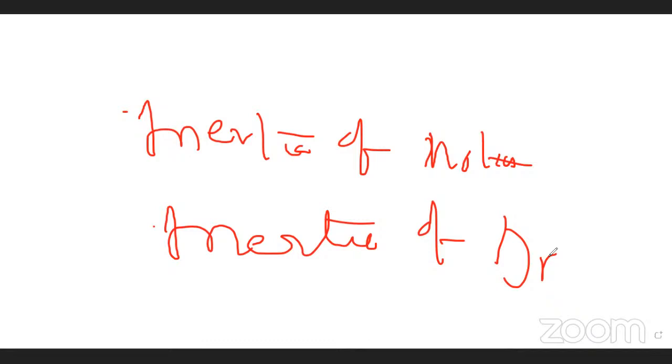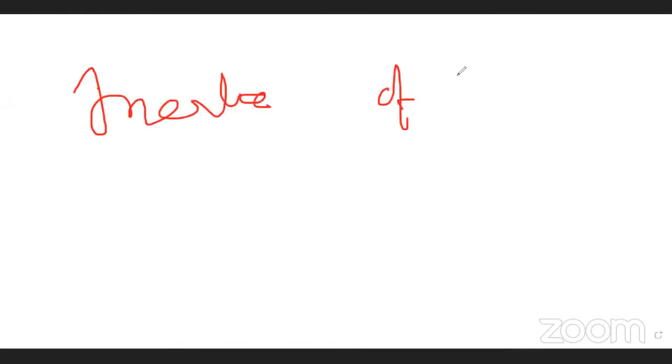Then what is inertia of rest? Let us learn about inertia of rest. Unless an external force acts on the object, it can't change its state of rest. This property is known as inertia of rest. An object which is at rest remains in its position of rest unless an external force acts on it. This property is known as inertia of rest.